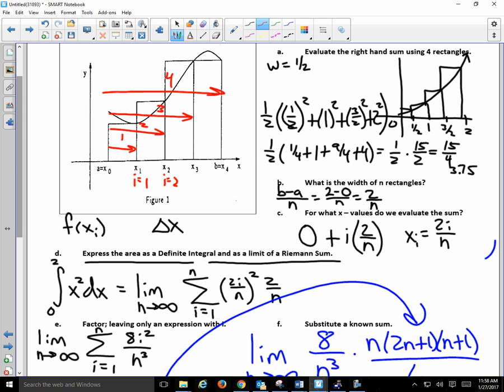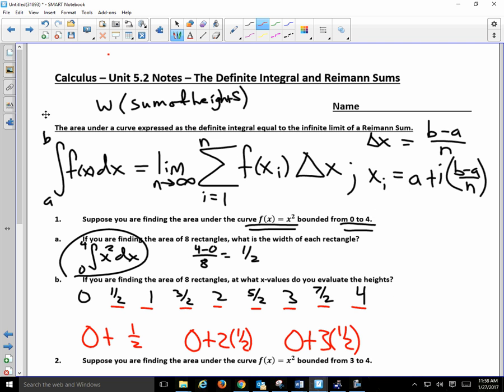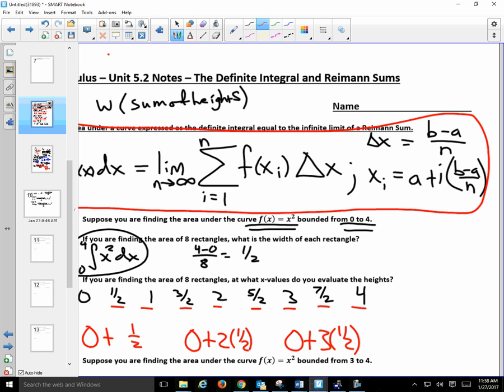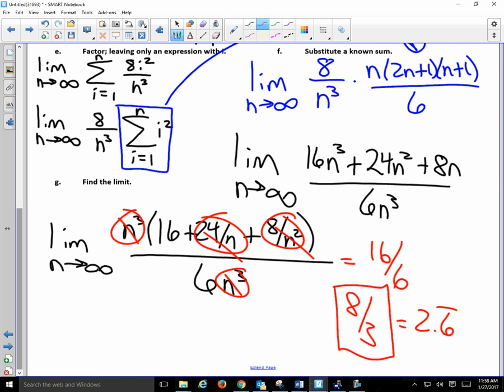So this whole piece right here that we wrote down, this thing is unbelievable. I mean, the definite integral written as the infinite limit of Riemann sums. Truly amazing that we're able to do that. And we did not come up with an approximation. Forget about right-hand sum, left-hand sum, trapezoidal sum, midpoint sum. We got the exact value, folks. 8/3.